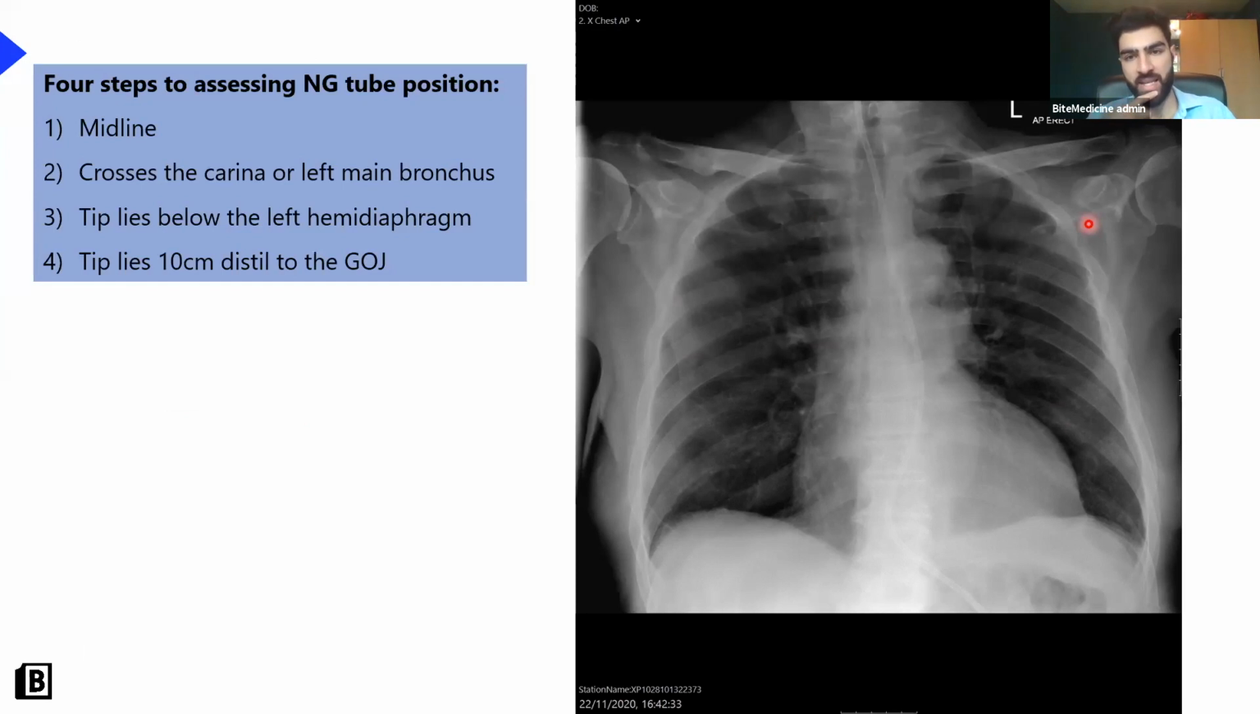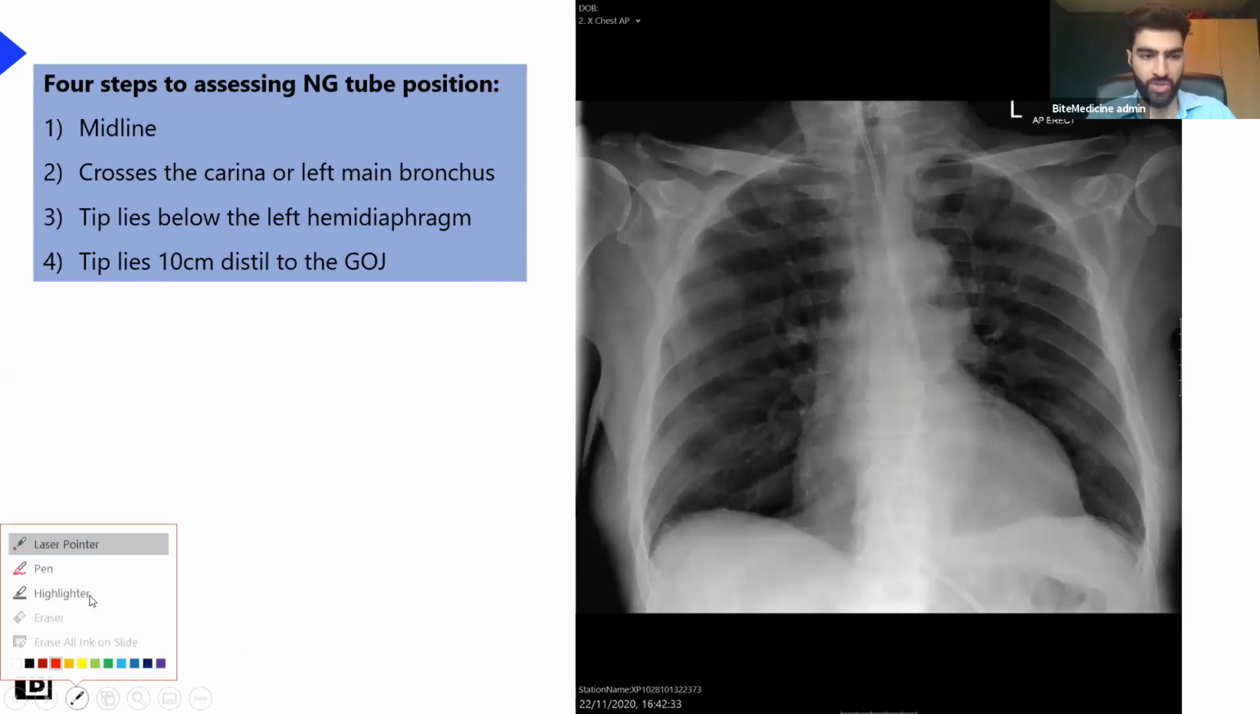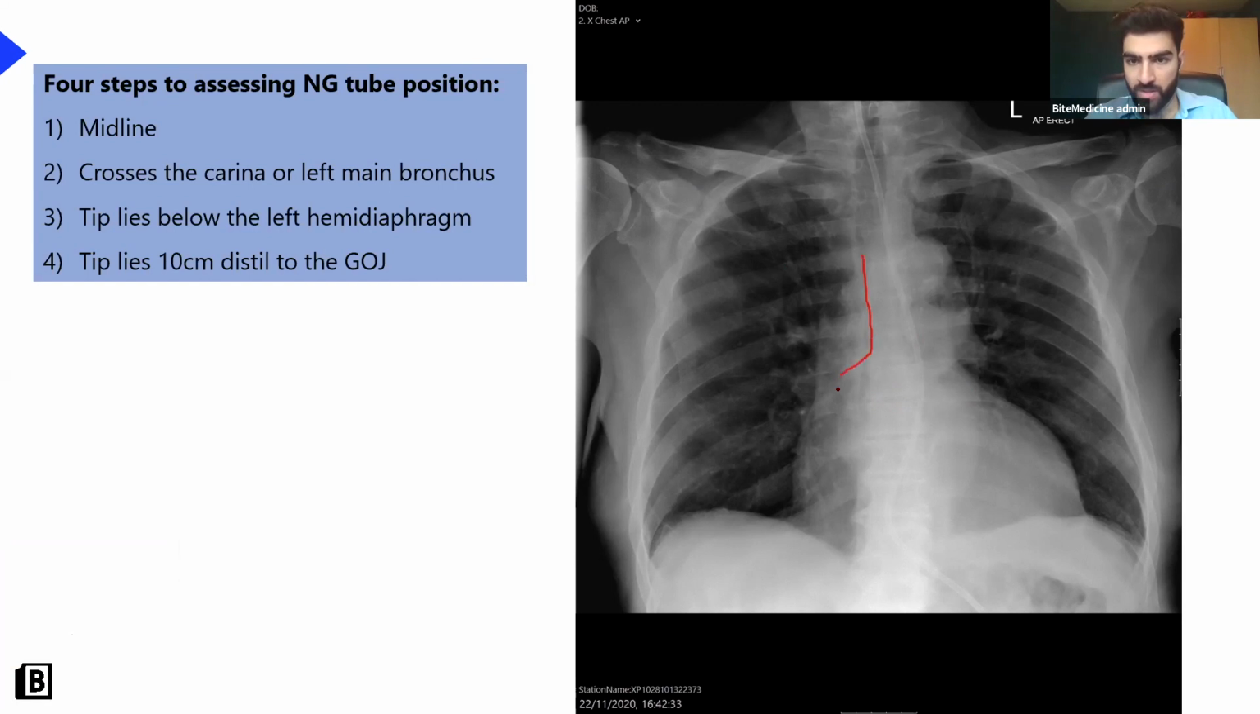So how do we actually assess NG tube position? Is it in the midline, step one? You can see it's pretty much in the midline of this chest X-ray. Does it cross the carina or the left main bronchus? So it crosses the left main bronchus there. Might be a bit difficult to see on your screen, but it crosses the left main bronchus, so that's perfect.